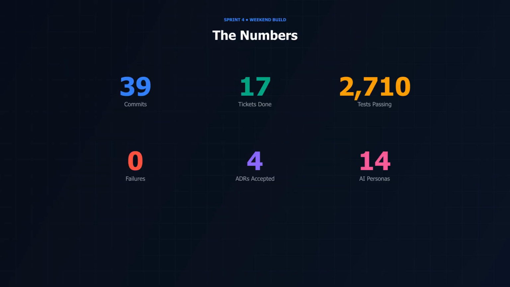Here are the numbers from Sprint 4, our most recent weekend build. 39 commits, 17 tickets completed through full TDD cycles, 2,710 tests passing, 0 failures, 4 architecture decision records promoted to accepted, 14 AI personas collaborating across the full stack. All of this managed by the platform itself. We dogfood our own methodology. The tool that enforces the rules is the tool we build under those rules. If the methodology breaks, we can't ship. That's the strongest quality assurance you can have.